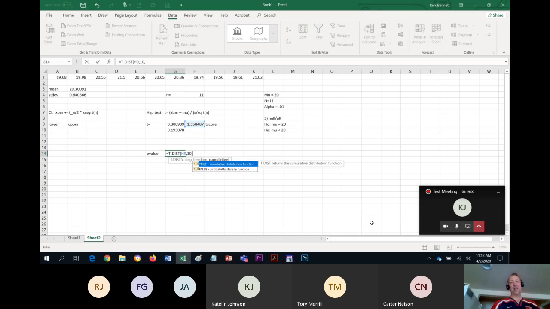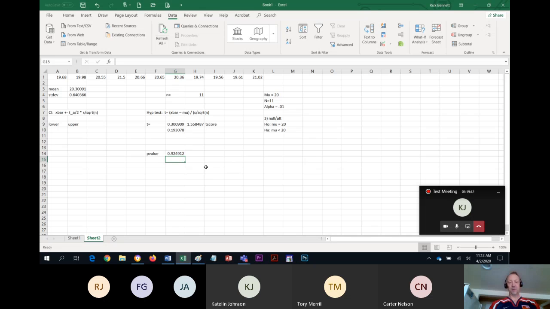And then what do I put here? True or false? Always true. So my degrees of freedom equals 10. Now let's go back here. I got a big p-value there. Do I need to double that? You do not need to double that because it is not a two-tailed test. Do not double.